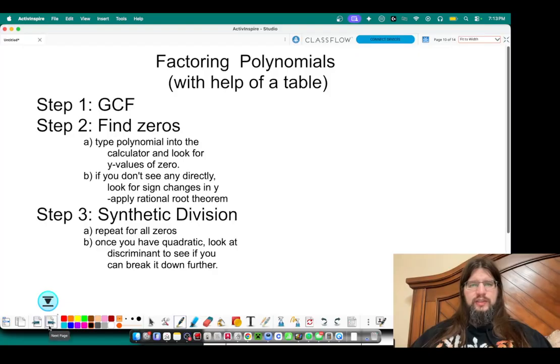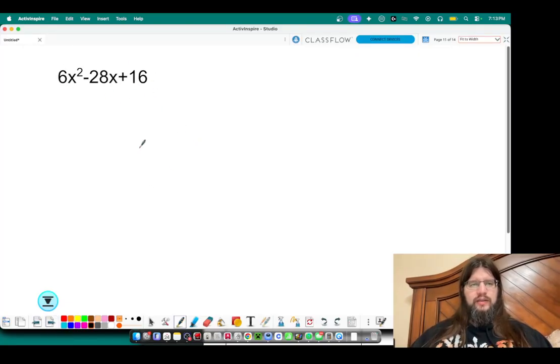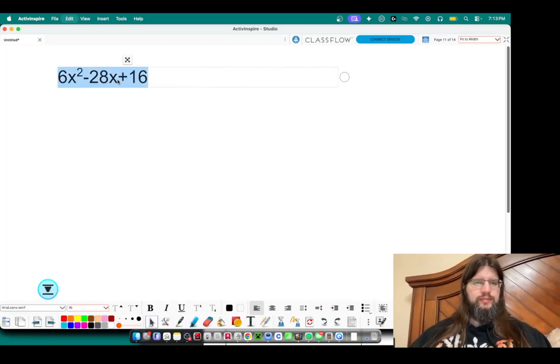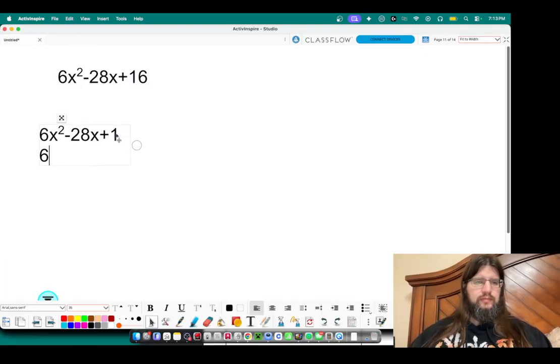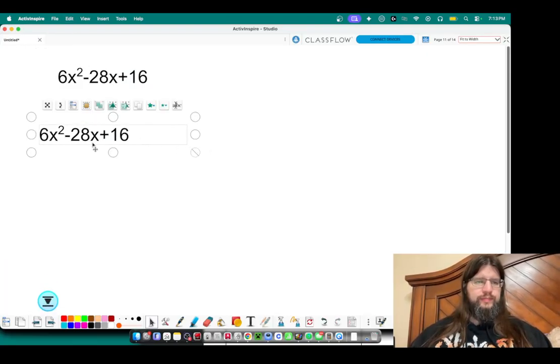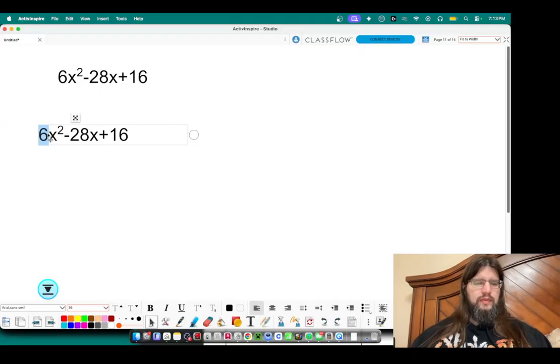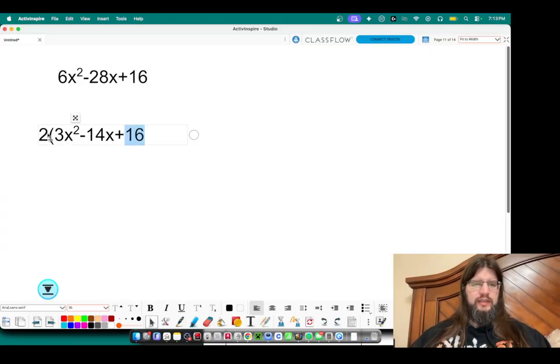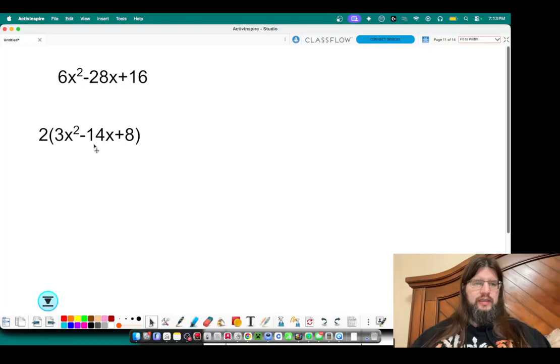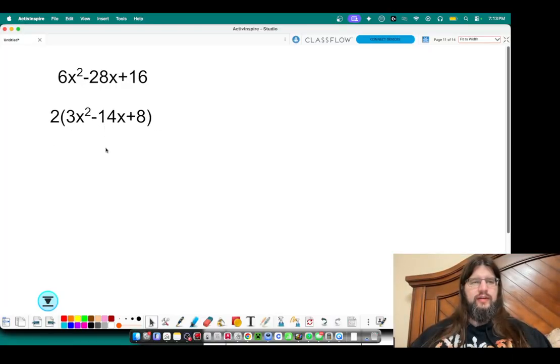Okay, so let's just jump into one. We have a quadratic here. First step, GCF, let's see, 6, 28, 16. Those are definitely all even, so I can factor out a 2. Actually, let me do this so it's a little bit more legible. So I'm going to factor out a 2 here. That's going to be 2, and then that's going to be 3x squared minus 14x plus 8. Okay, I'm looking at 3 and 14, nothing in common, so we're done with that. That is the GCF there.